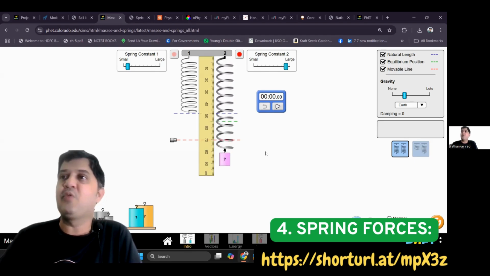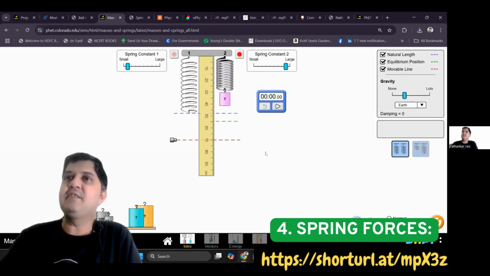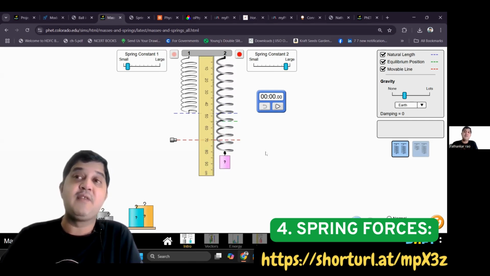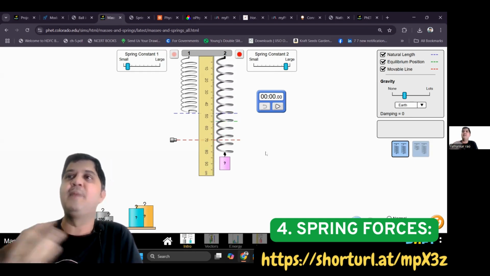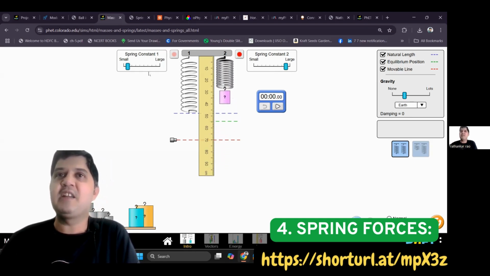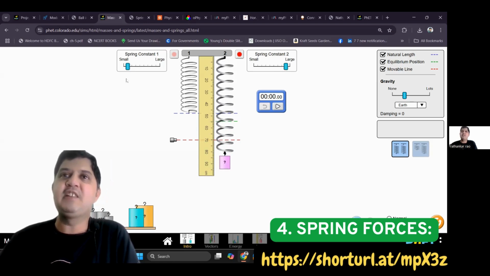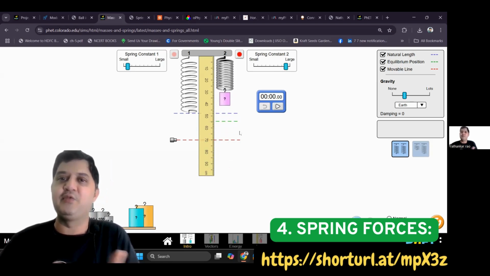T is equal to 2 pi root of m by k. Sorry, not acceleration due to gravity. You can find out T equal to 2 pi root of m by k. You can find out the spring constant. You can do many things over here, right? Because the numerical value of spring constant is not given. Only the logical comparison has been given. You can do it using this one here.